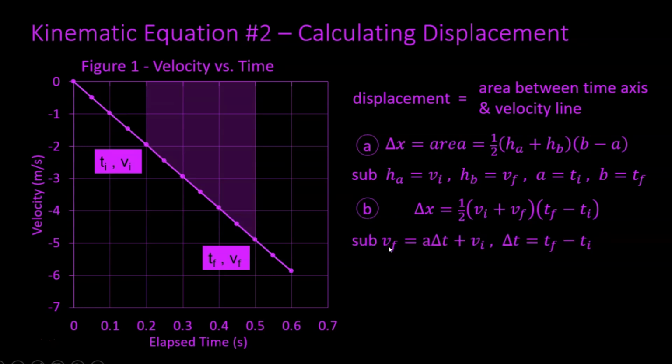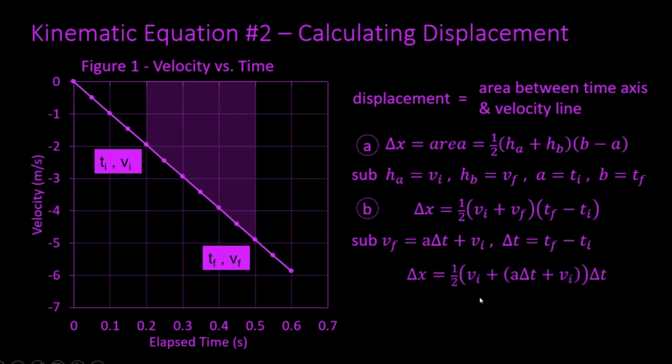We know from our first kinematic equation on the previous slide that the final velocity is equal to the acceleration times delta t plus the initial velocity, and we know that delta t is equal to t sub f minus t sub i. So I'm going to substitute these into equation B. So where I have v sub f, I'm going to put this expression, a times delta t plus v sub i, and I'm going to put delta t in here in place of t sub f minus t sub i.